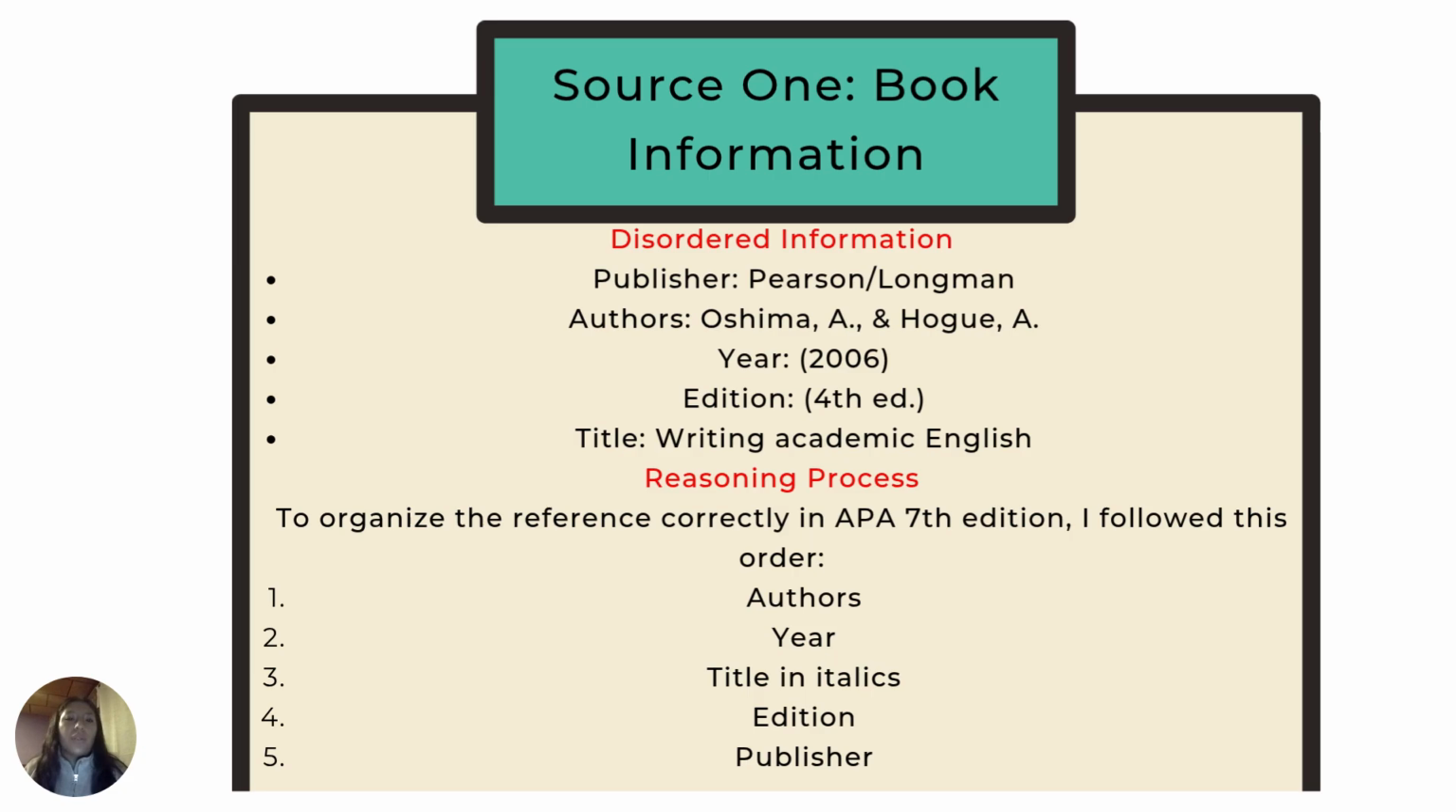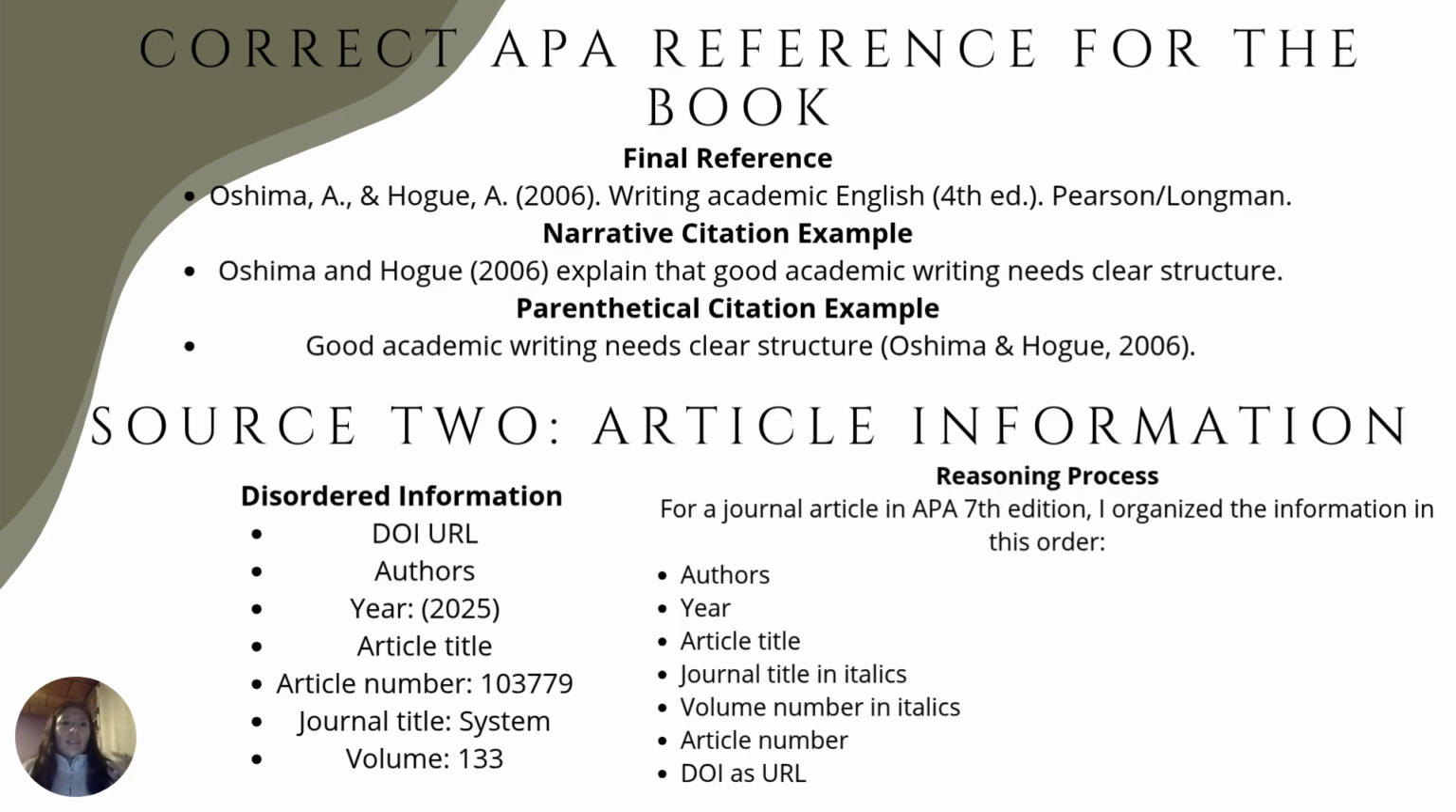In this part, the process to organize this reference correctly in APA 7th edition is the following. First, you need the authors, next the year, third the title in italics, fourth the edition, and finally the publisher. So this is very simple. The next one, the correct reference for the book.